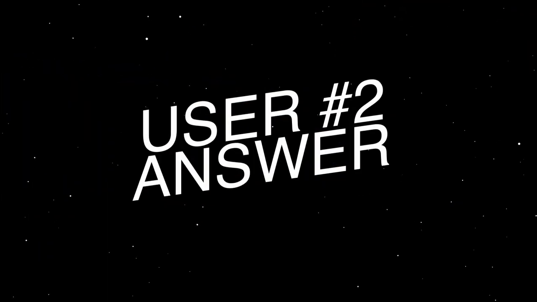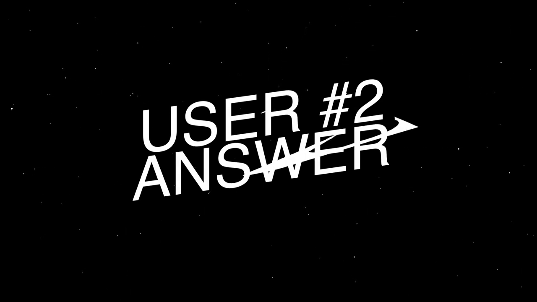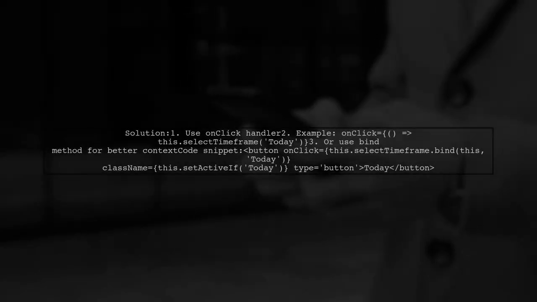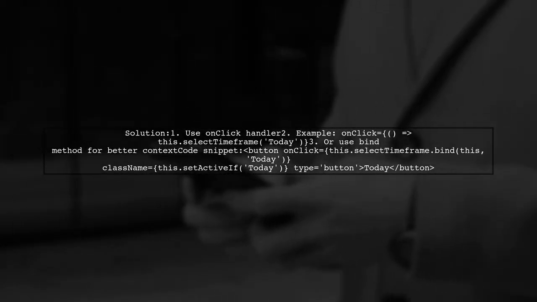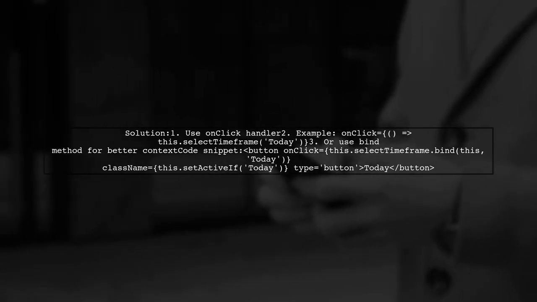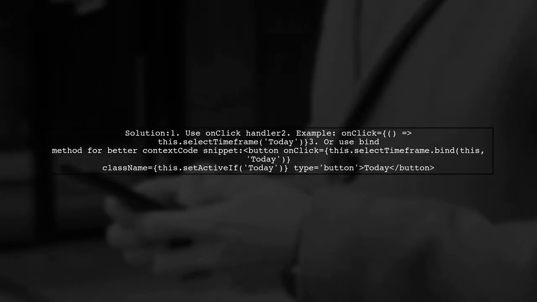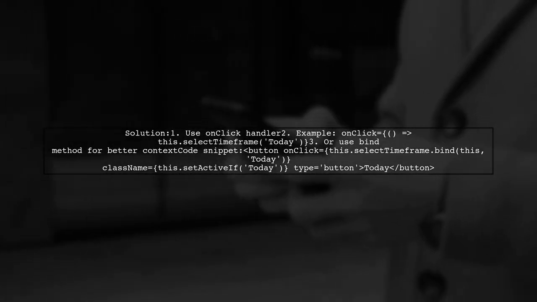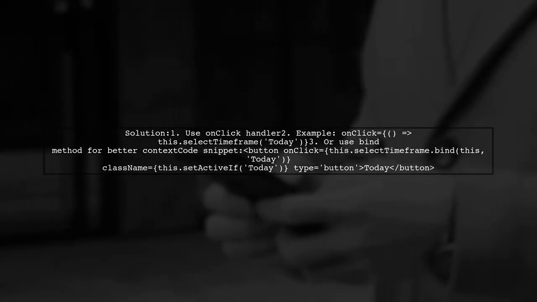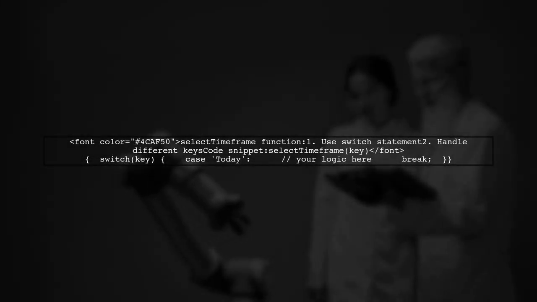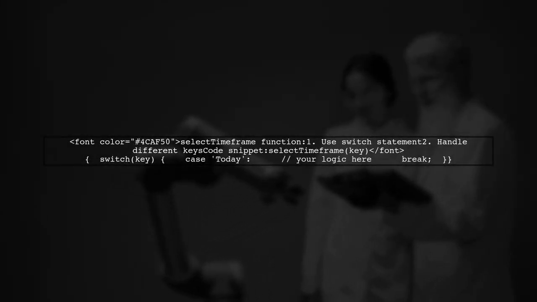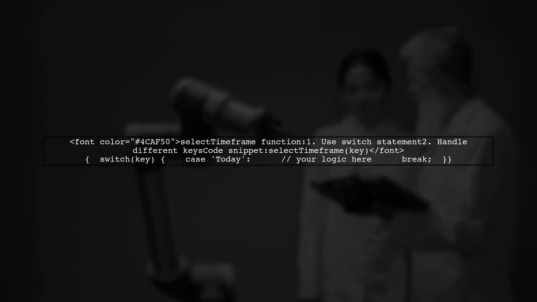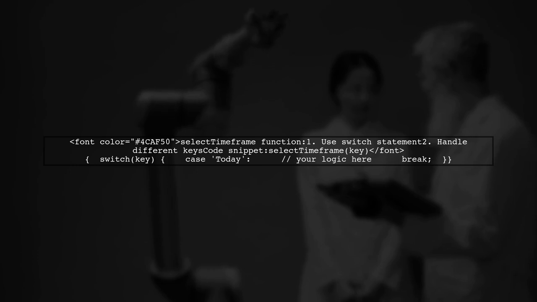Let's now look at another user-suggested answer. To fix the cannot update during an existing state transition error in React, avoid calling selectTimeframe directly in the render method. Instead, use an onClick handler. In your selectTimeframe method, implement logic based on the key passed. This will help manage state transitions correctly.